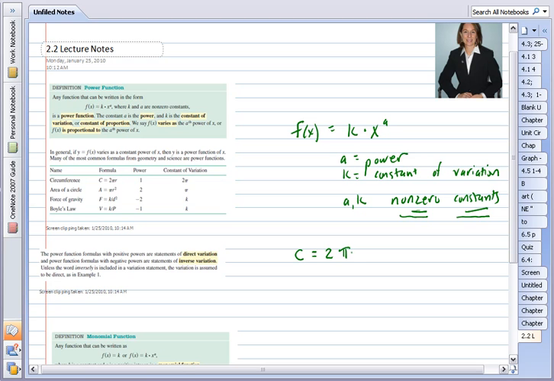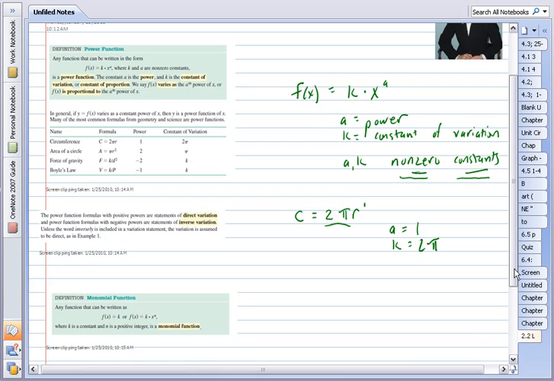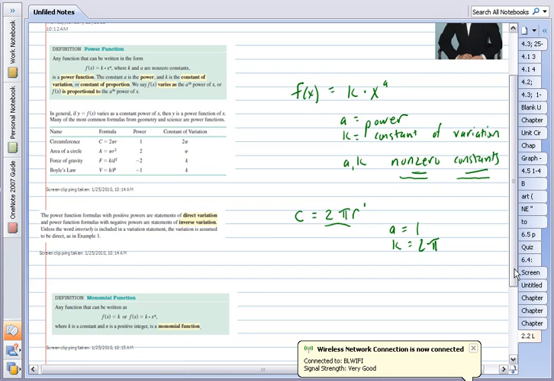C equals 2 pi r. Now, we normally don't write the first power, r to the first power, but it is in fact there. So a in this case is 1, so this function has a power of 1, and k in this case is 2 pi. So the circumference of a circle function is a power function. The power is 1, and the constant of variation is 2 pi. We would refer to this function, the circumference of a circle, as varying directly with its radius. C, the circumference, varies directly with its radius.